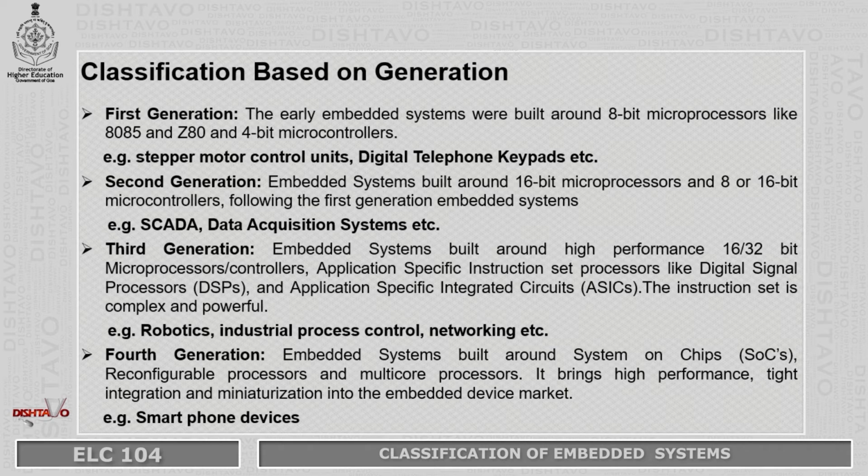The fourth generation of embedded systems were built around system on chips, reconfigurable processors, and multi-core processors. These systems bring high performance, tight integration, and miniaturization into the embedded device market. An example is smartphone devices.